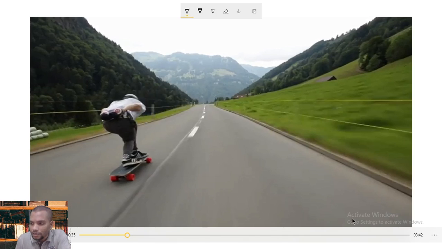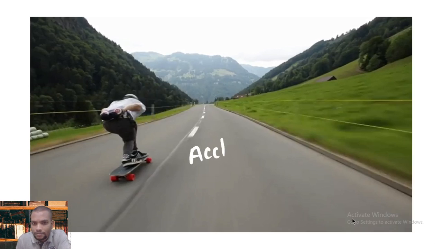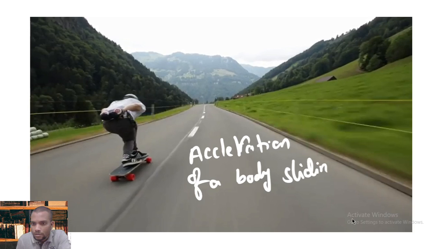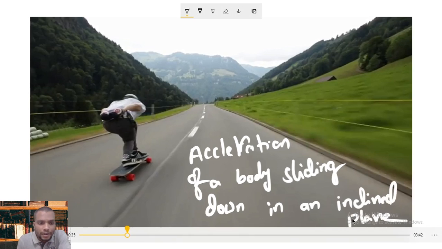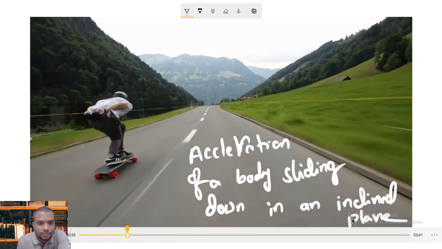So this is a question: find the acceleration of a body sliding down an inclined plane. Let us try to find the acceleration.